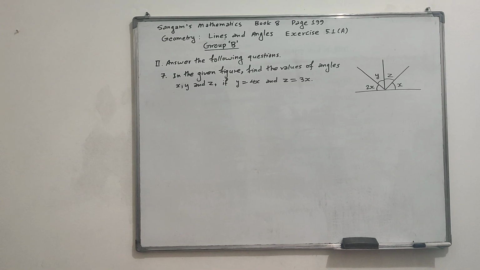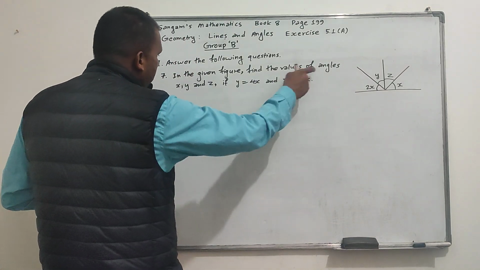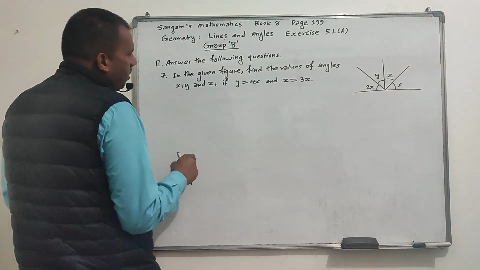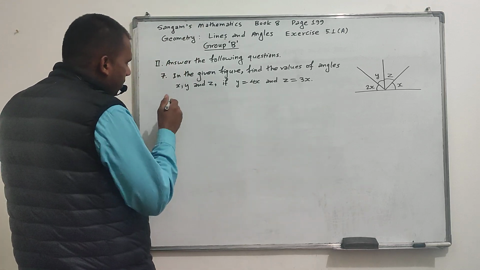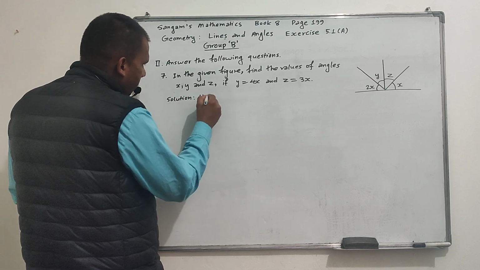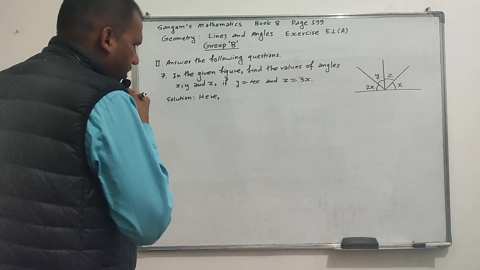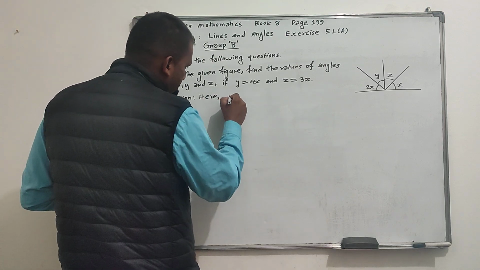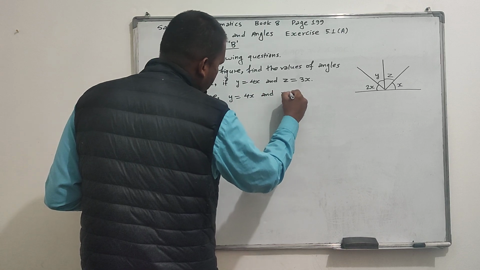Okay, students, now question number 7. In the given figure, find the values of angles x, y, and z if y equal to 4x and z equal to 3x. Now its solution. Here y equal to 4x and z equal to 3x.